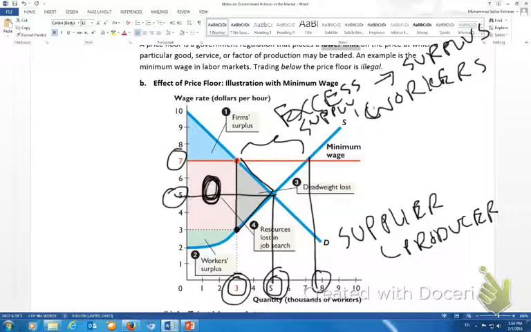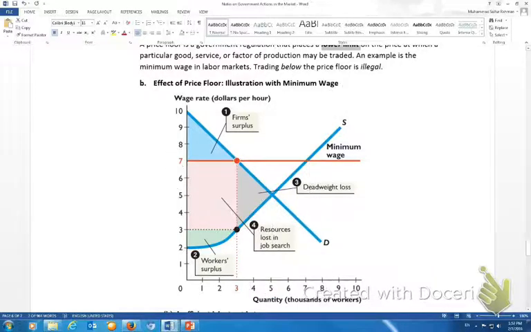So the effect of a minimum wage, which is an example of a price floor that is set above the market equilibrium, is that it is going to create deadweight loss, and also resources of the economy will be lost. So the effect of a price floor is serious when it is set above the market equilibrium level. Let us summarize this.